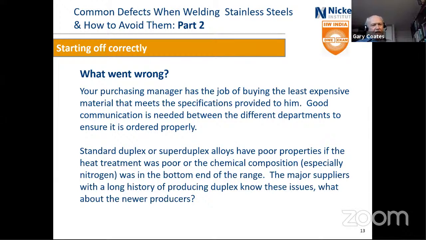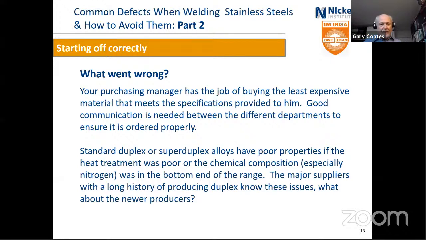And I say that because we came across a case where the producer of the material, which was a relatively new producer, wasn't from India, I can say, but it was a new producer, and they said, well, we didn't do the test, but if you find it doesn't meet the test, just send it back.